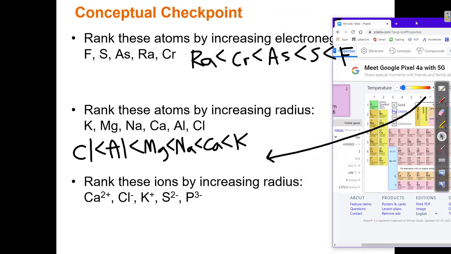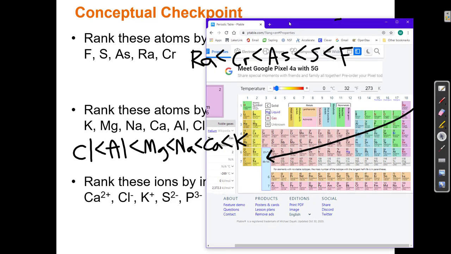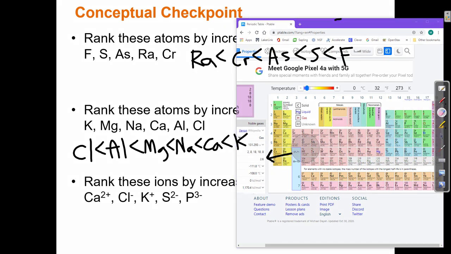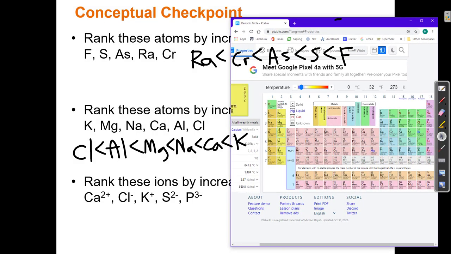Rank these ions by increasing radius. Okay, so let's look at Ca2+. That's right here. If it loses two electrons, Ca is going to have as many electrons as argon. Cl minus, that's Cl that gains an electron. If Cl gains an electron, it's going to have the same number of electrons as argon. K plus, if K loses one electron, it's going to have the same number of electrons as argon. See where I'm going? S2 minus, if S gains two electrons, it's going to look just like argon. P3 minus, if P gains three electrons, then it's going to look just like argon. So all of these ions have exactly the same number of electrons.